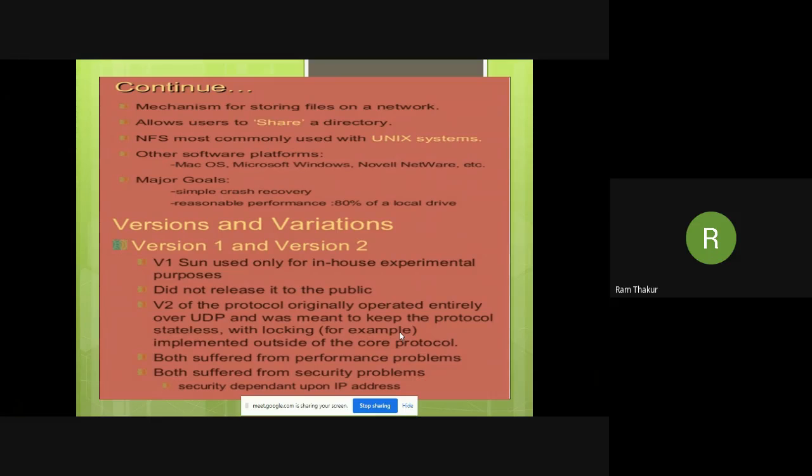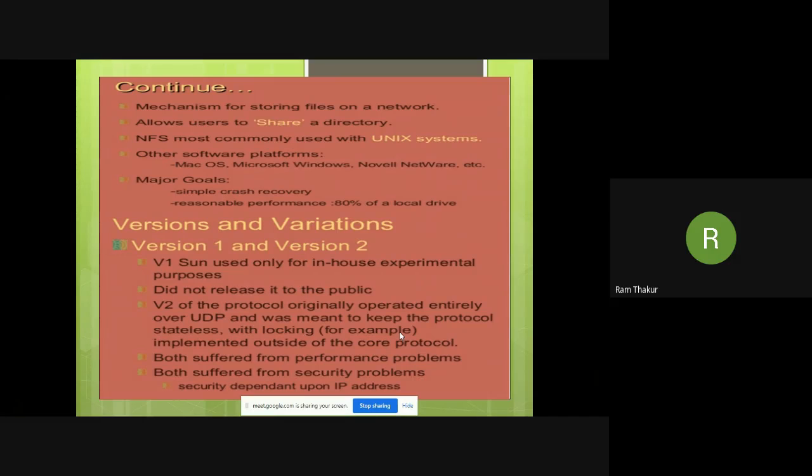If the file and folder are mounted on the client side, the user can access them very easily. It looks like all the files are stored in their own drives. They need not request files or folders from other systems to view them. This is very beneficial, so the user can easily access it, and this is possible in Unix and Linux applications. NFS is most commonly used on Unix systems. Nowadays, we use some GUI also. Other platforms are Mac OS, Microsoft Windows, and Novell NetWare. The purpose of NFS is also simple crash recovery.